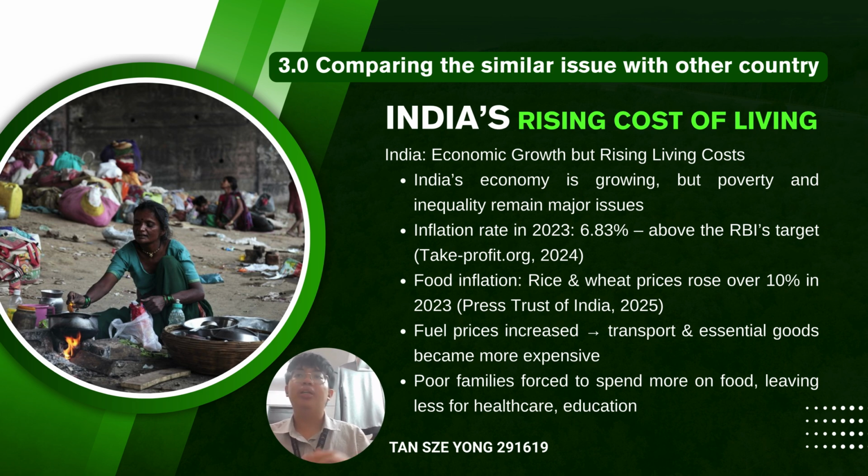In 2023, India's inflation rate was 6.83%, which is higher than the target set by the Reserve Bank of India. This means people are paying more money for basic goods and services. For the food price, especially rice, it went up by more than 10%, making it harder for poor families to buy enough food. At the same time, fuel prices increased.